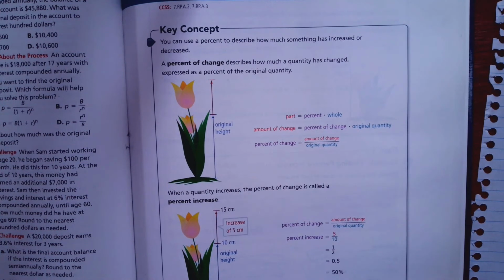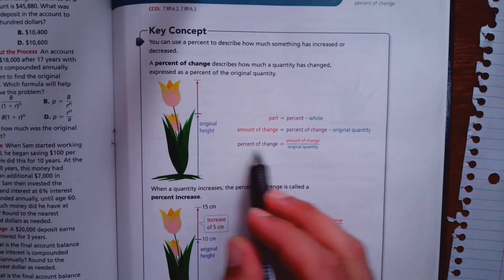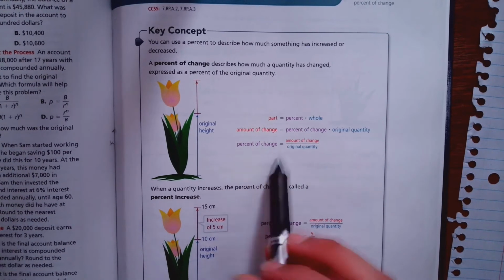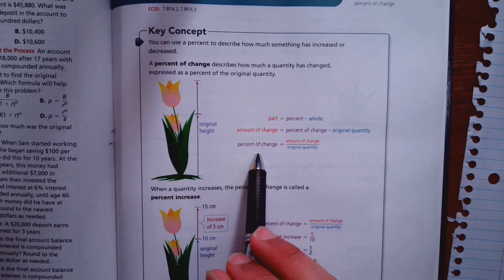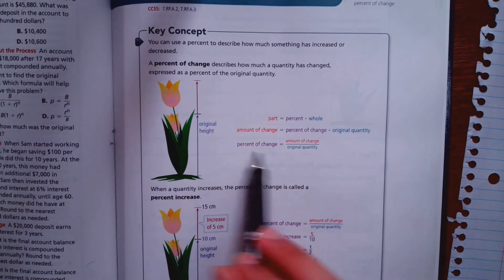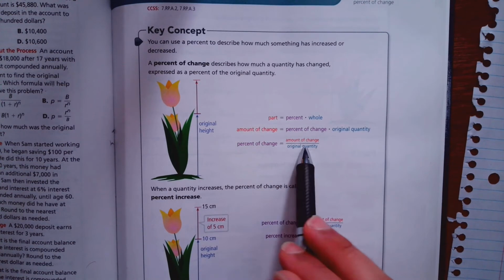Okay, cool. So let's do a few practice problems, feel everything out. Or actually, let's go over a few key concepts first. So this is kind of our equation right here. That's going to be our bread and butter for this, right? So we have three different parts of the equation. We have the percent of change, which is some percentage, right? We have the amount of change, and we have the original quantity.